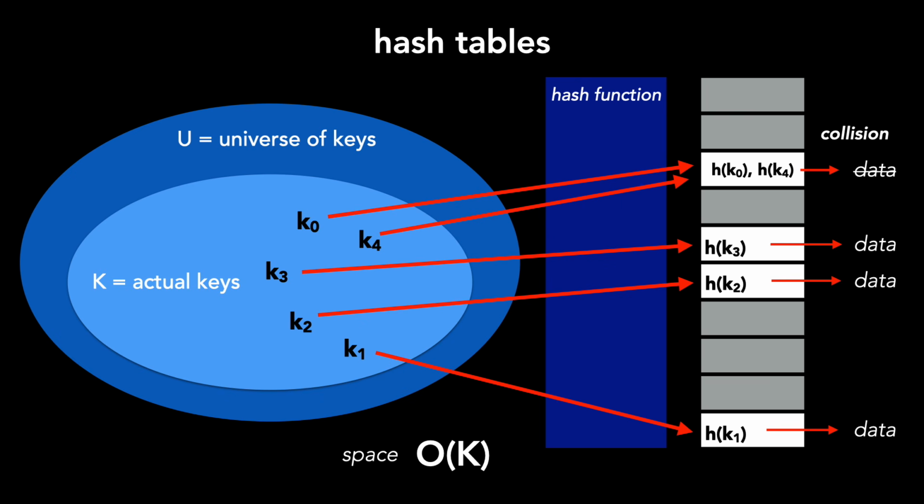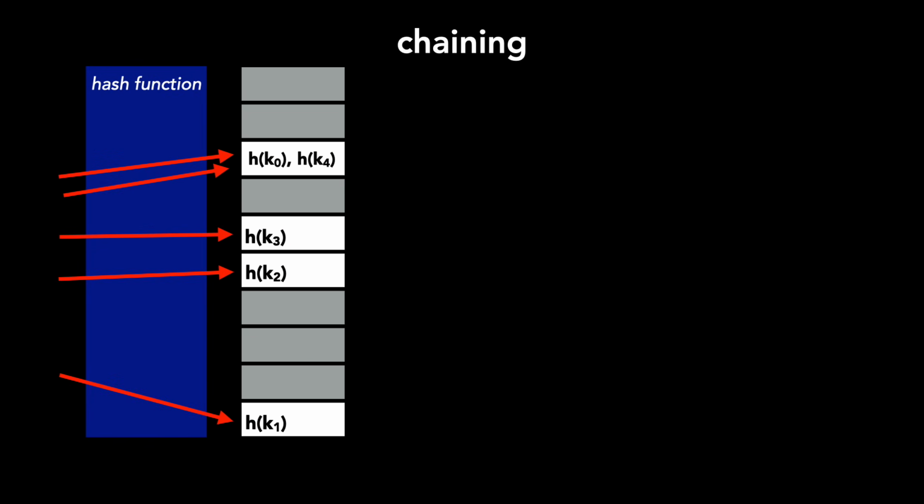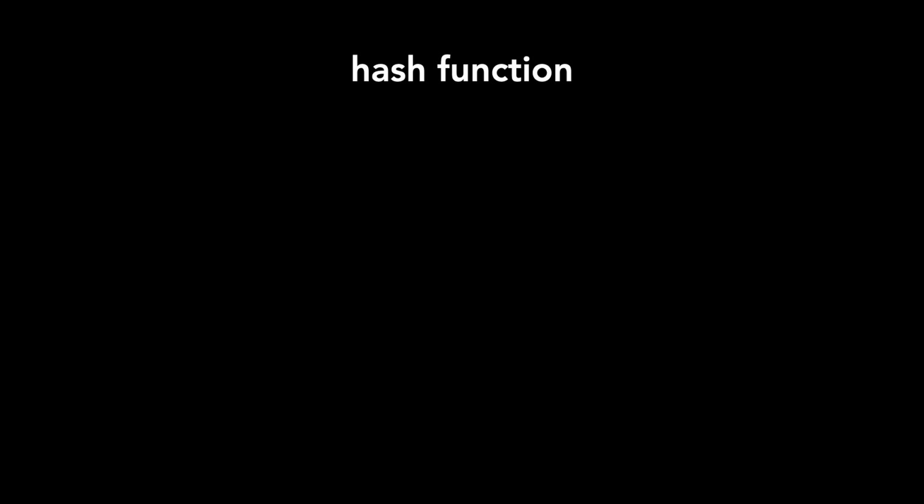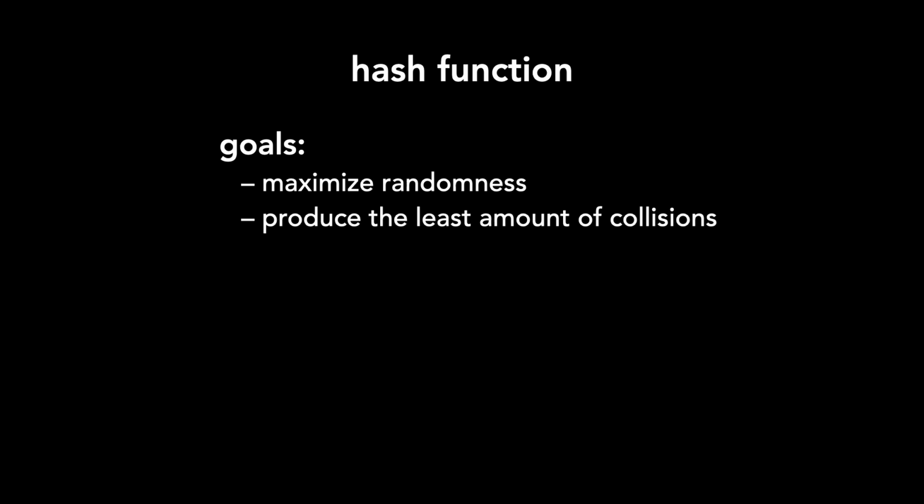One method to accommodate collisions is called chaining. To support chaining, we introduce linked lists, and our table locations become a bucket of values. To keep search as close as possible to big O of 1, we need a hash function that maximizes randomness and produces the least amount of collisions.